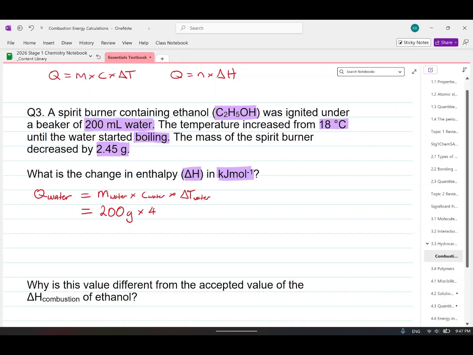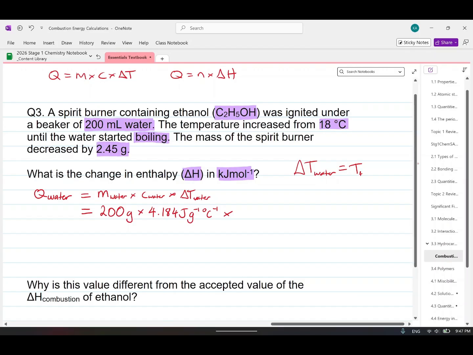The heat capacity of water is the same as usual, joules per gram per degree Celsius again, and this time our delta T is a little bit trickier. I have added a few layers of complexity here, only a tiny bit harder. We know the initial temperature. We're not explicitly told what the final temperature is, but it does say the water started boiling.